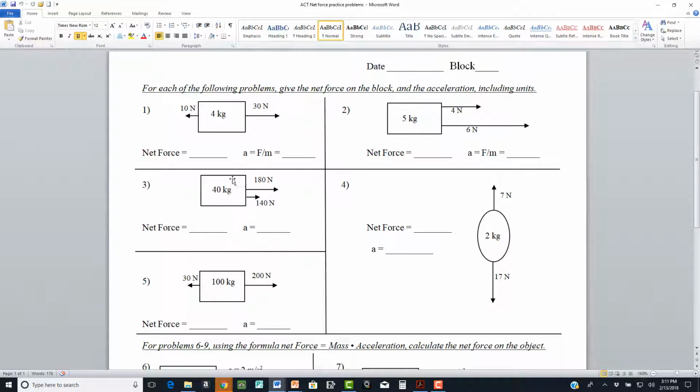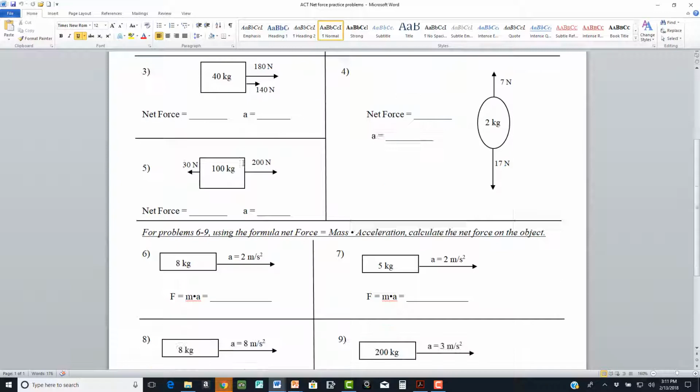So again, I'd like you to do problems 1 and 2, give me the net force and acceleration, and then I'd like you to do problems 6 and 7, where you're calculating the force for these blocks if they have an acceleration of a certain number of meters per second.